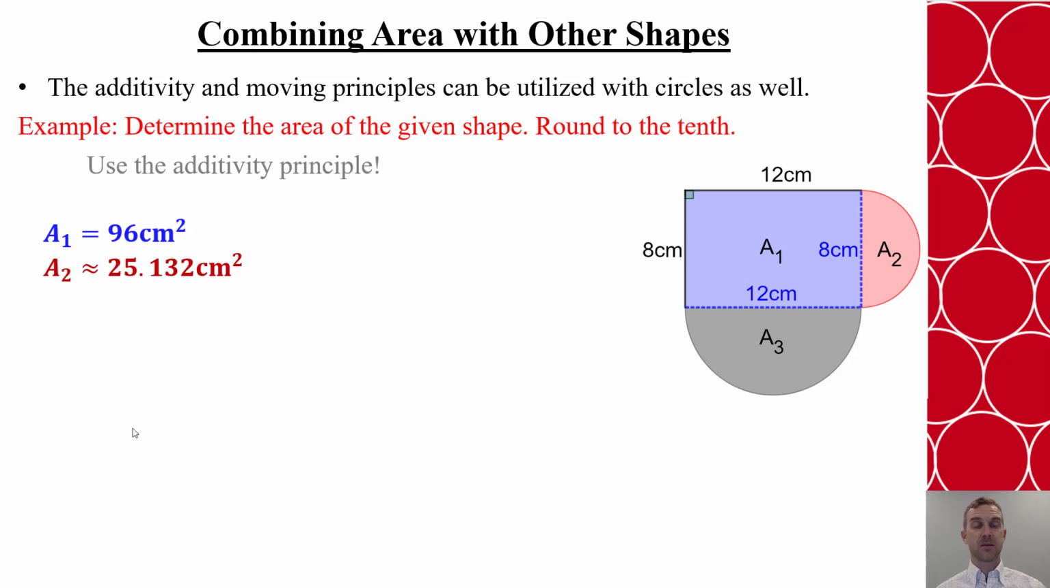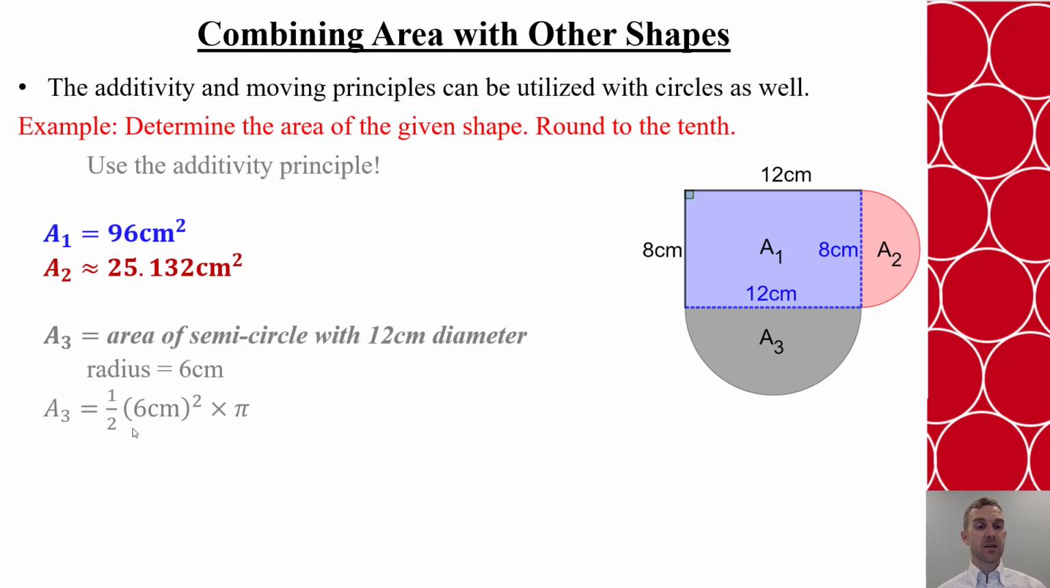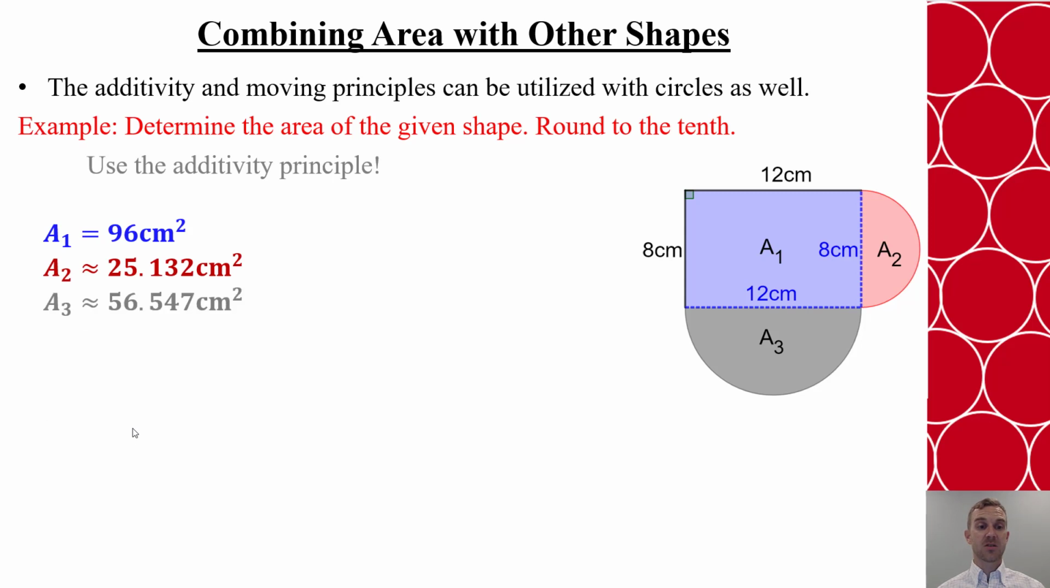There's 2 shapes down. Let's find that bottom half semicircle as well. And again, that's a semicircle with 12 centimeters as a diameter, so our radius would be 6 centimeters. So using that half of the area, that's 1/2 of 6 centimeters quantity squared times pi, so we're doing half of 36 pi square centimeters, which is 18 pi square centimeters. And if you approximate that, that's 56.547 square centimeters.